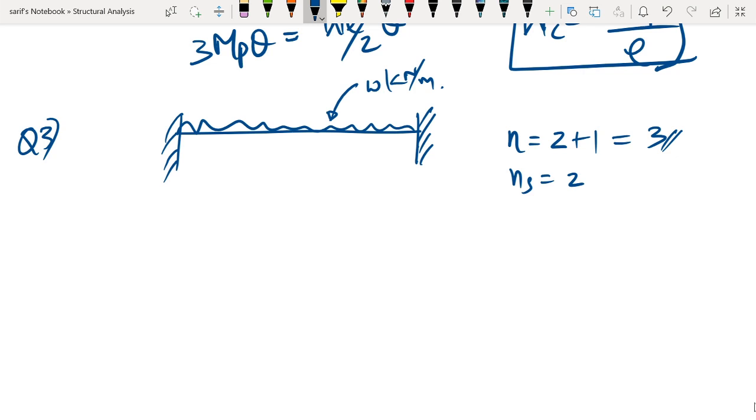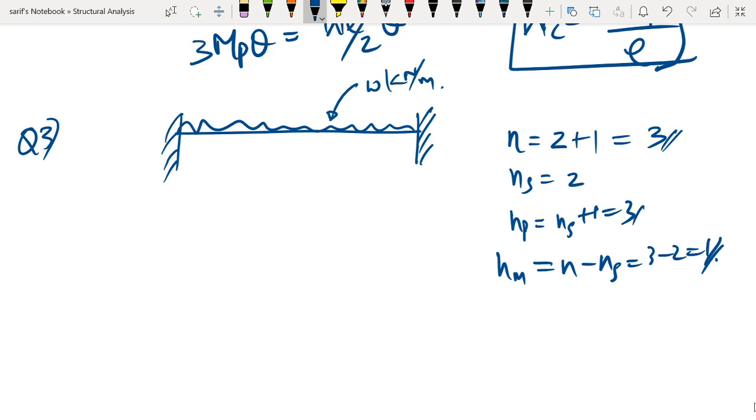Next thing is we need to find the number of plastic hinges that are required to form a mechanism, that is ns plus 1, that becomes 3. And last thing is we need to find the number of possible mechanisms, and the number of possible mechanisms is nothing but n minus ns, and in this case it is 3 minus 2 equals 1. So only one mechanism will be formed, and to form that mechanism we require 3 plastic hinges to be formed.